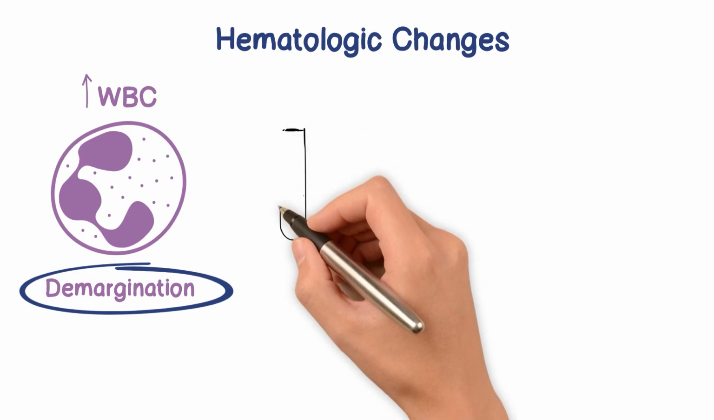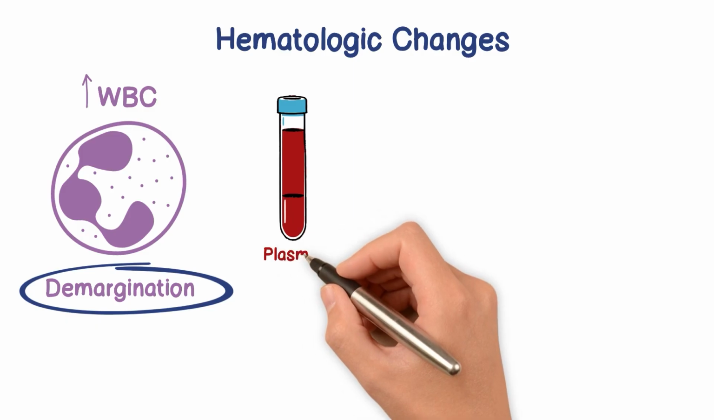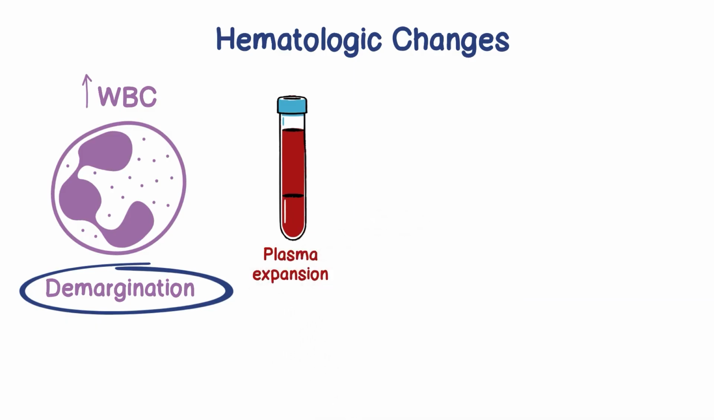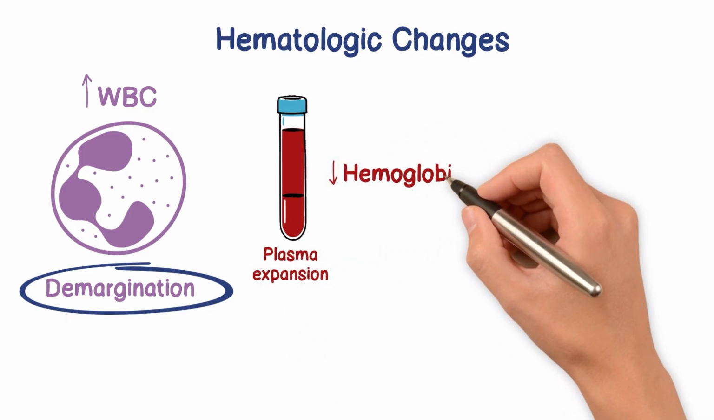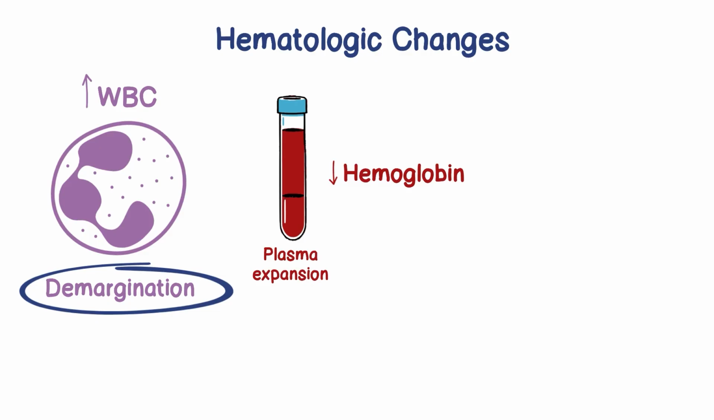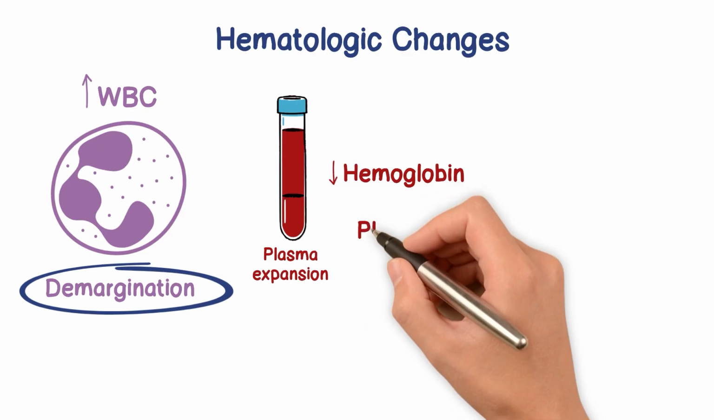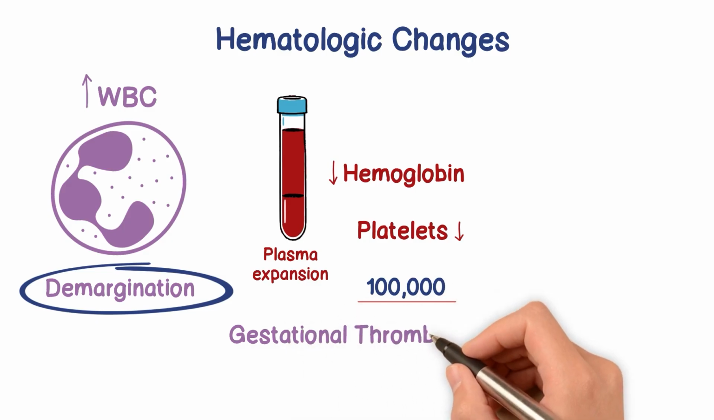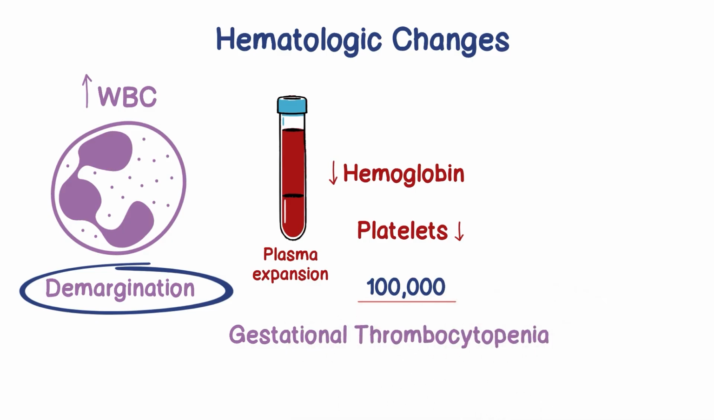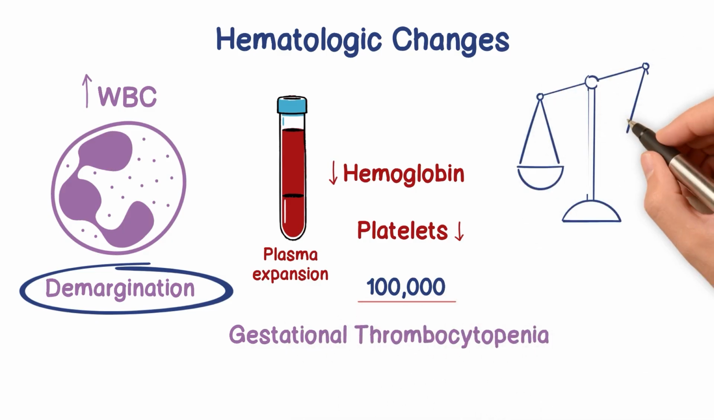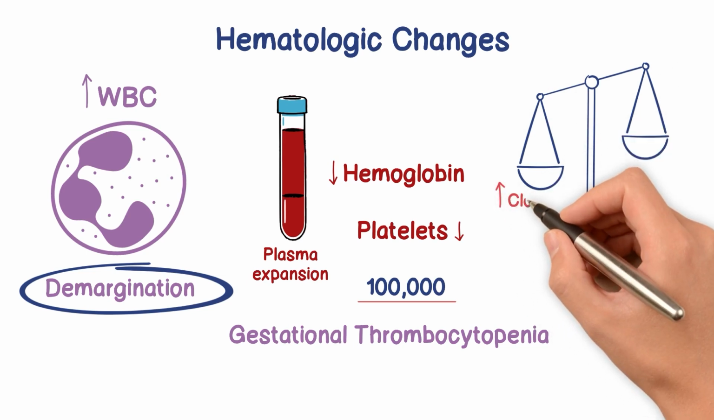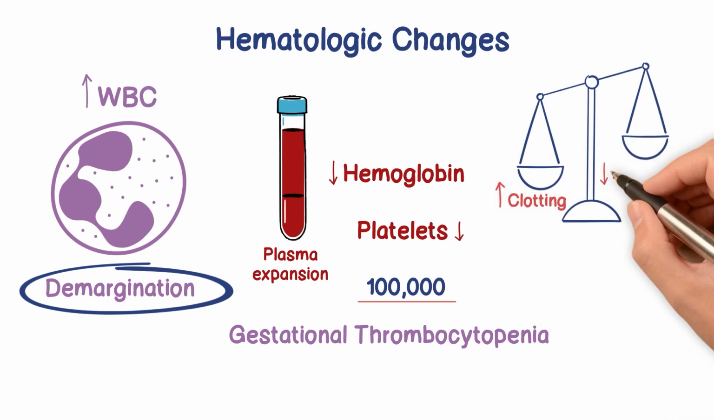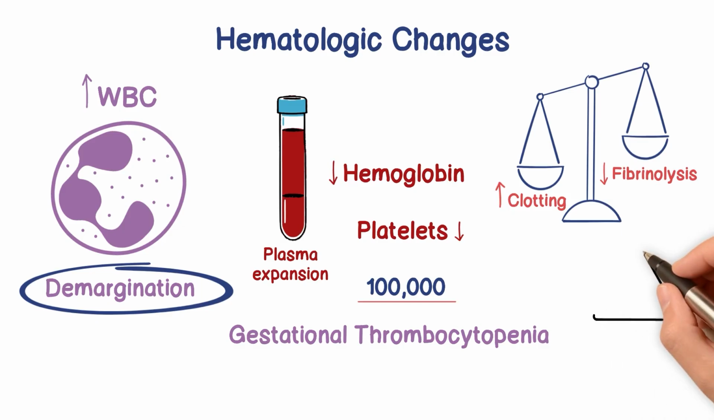Dilutional anemia is common due to disproportionate plasma expansion. Hemoglobin thresholds vary by trimester and in the postpartum period. Platelets can gradually decline in the third trimester, often staying above 100,000, termed gestational thrombocytopenia. Pregnancy induces a hypercoagulable state. Clotting factors increase while fibrinolysis decreases, raising the risk of thrombosis.